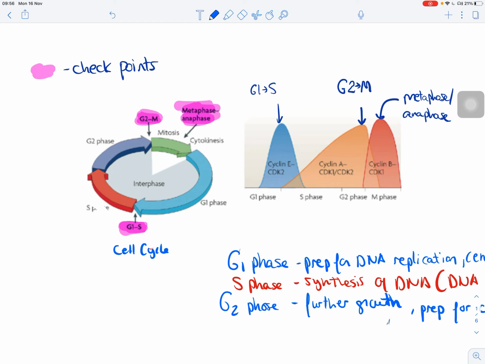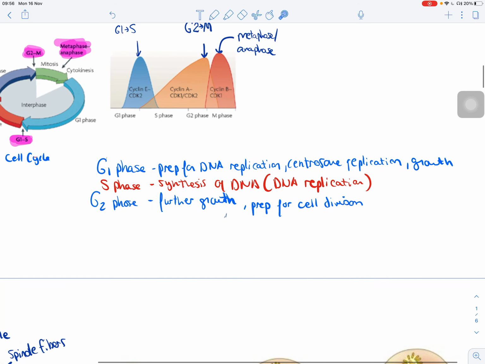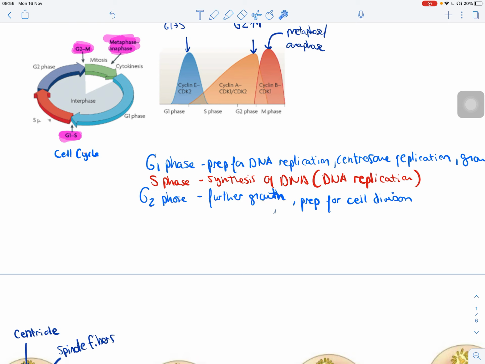The main reason is that cells that can become cancerous somehow circumvent these checkpoints and are allowed to continue to divide, and then they lose all those checkpoints. So if you look here, there's a couple of them. There's the G1 to S phase. If you remember, G1 phase is really about prepping for DNA replication, centrosomes are replicated, and you get some growth. Then you get to S phase, and that's the synthesis of DNA, hence the S phase. This is where DNA replication is occurring, so your DNA is copied. And then you get to G2 phase, which is further growth and preparation for the actual division of the cells, and the division of that DNA.